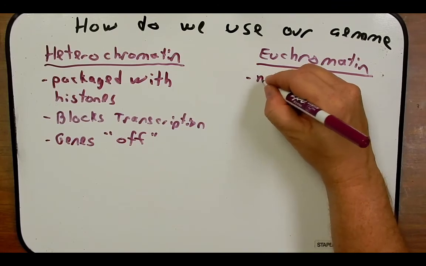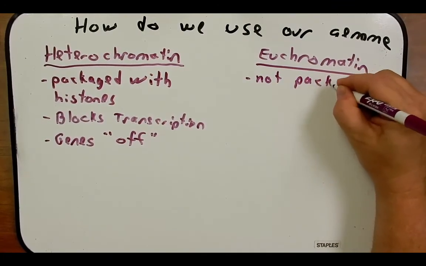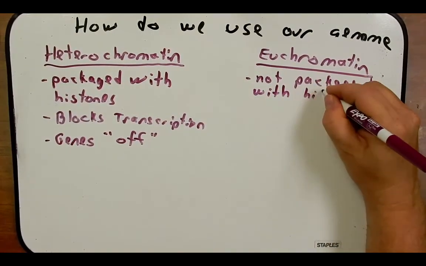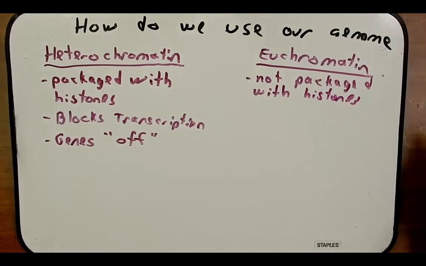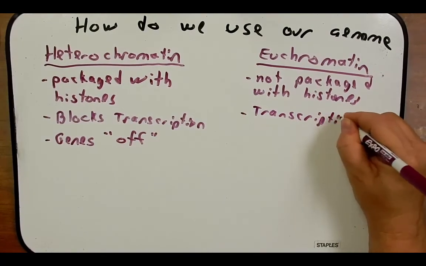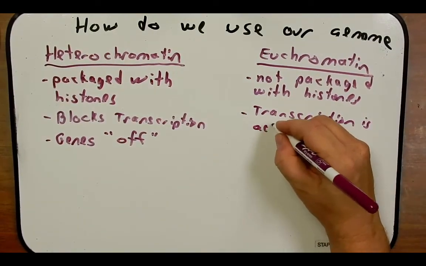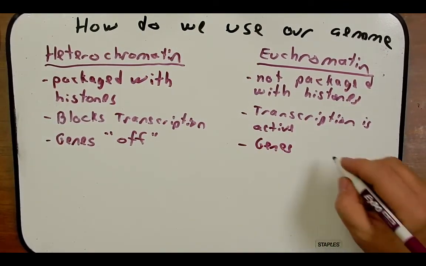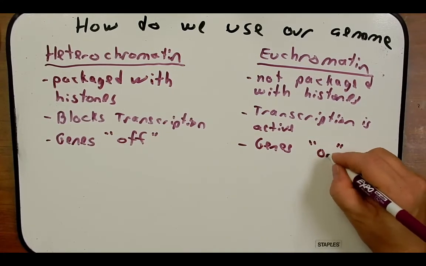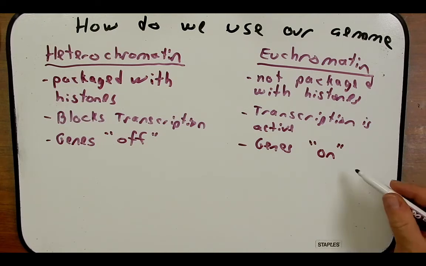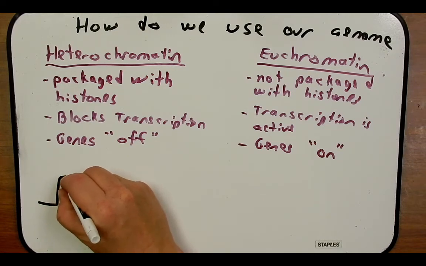Euchromatin is not packaged with histones. There can be some association of histones near them, but they're not as tightly compacted. Transcription is active. Genes within the euchromatin would be on, or could be on. There might be other regulation that is happening that could turn them off, but they would have the capability of being turned on.